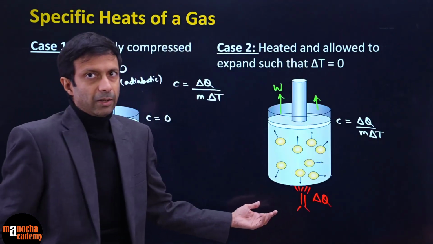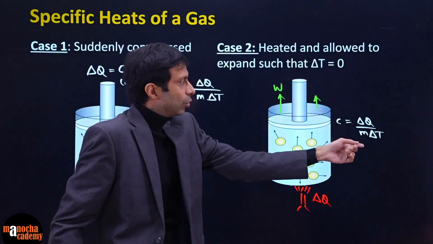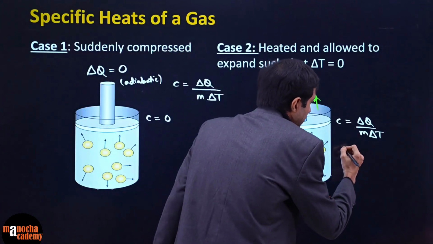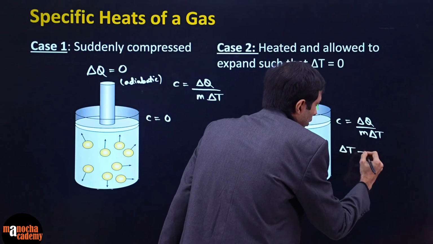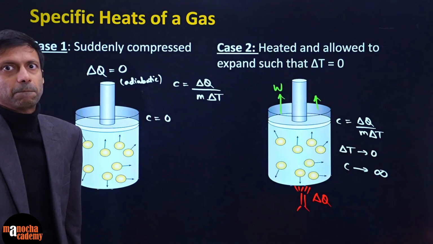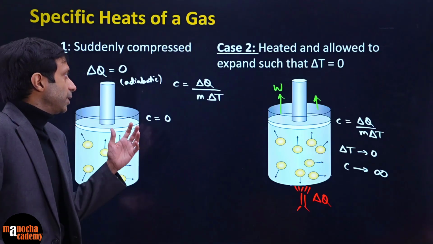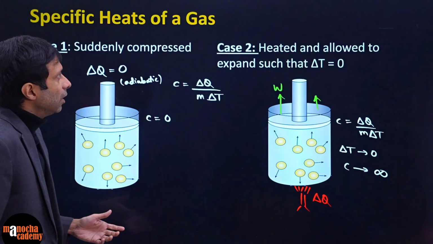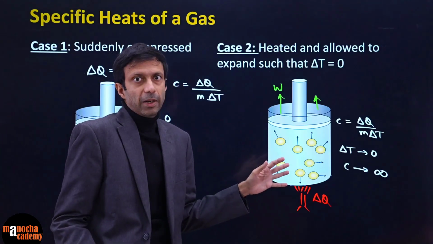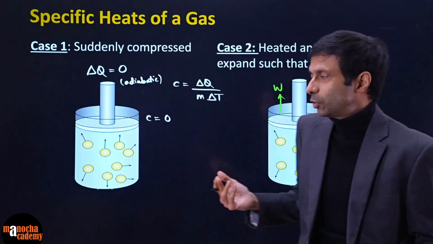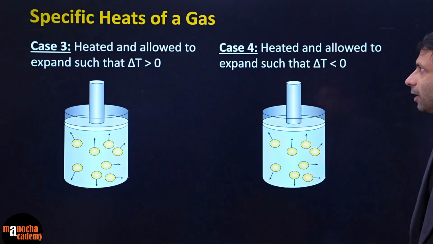So heat is supplied here, that's fine, but delta T is 0. So the denominator is 0 or tending to 0, right? So we can say that since delta T tends to 0, C basically is infinite. So the specific heat of a gas could be 0 under the condition when you suddenly compress it. If you heat it and allow it to expand, it can be infinite. So values from 0 to infinite. It's pretty crazy.